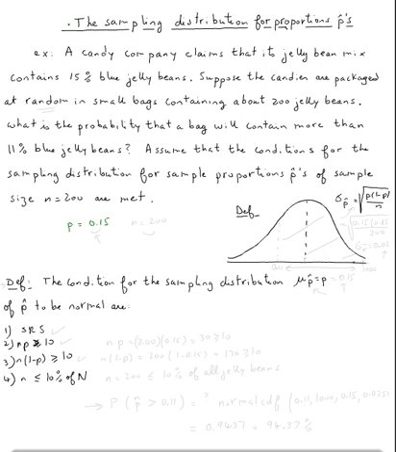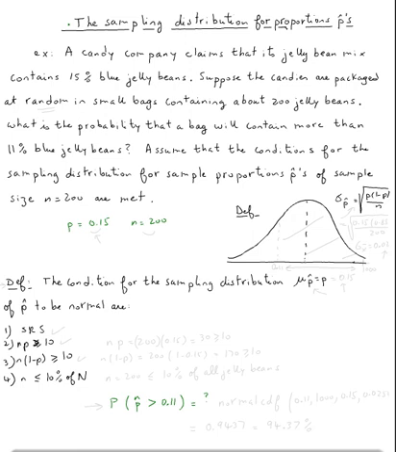Suppose the candies are packaged at random in small bags containing about 200 jelly beans. So we know n is equal to 200. What's the probability that a bag will contain more than 11%? A bag containing 11% means p-hat is equal to 0.11. So we want P of p-hat bigger than 0.11. So this is the question, right?